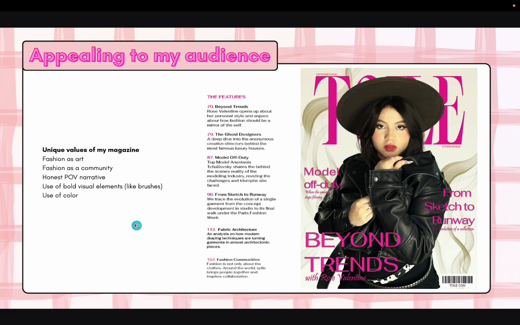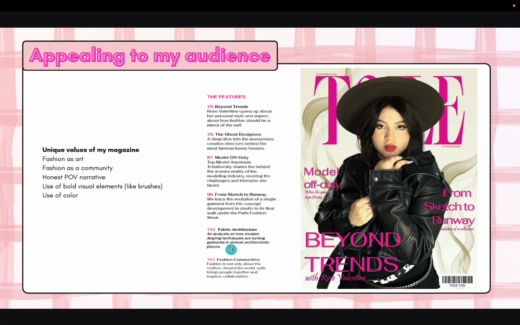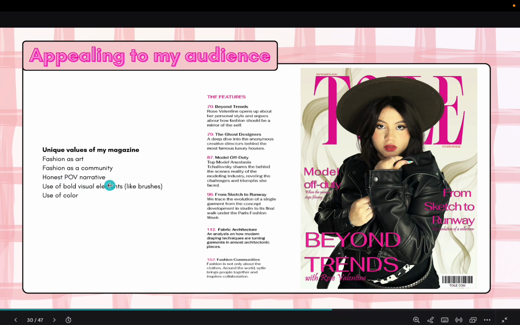Now, some of the unique values of my magazine is that it shows fashion as art. As you can see here, how draping techniques are turning into garments, almost architectonic pieces. The Art of a Clash article that was in the last slide is about the use of color and patterns. Fashion as a community, with the fashion communities article, has a more honest narrative that would attract younger audiences that want a refreshing take on the fashion industry.